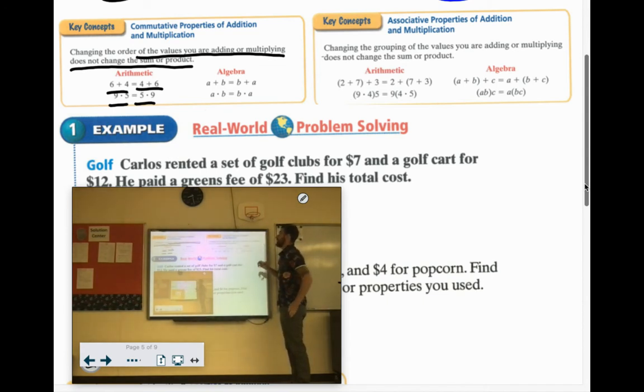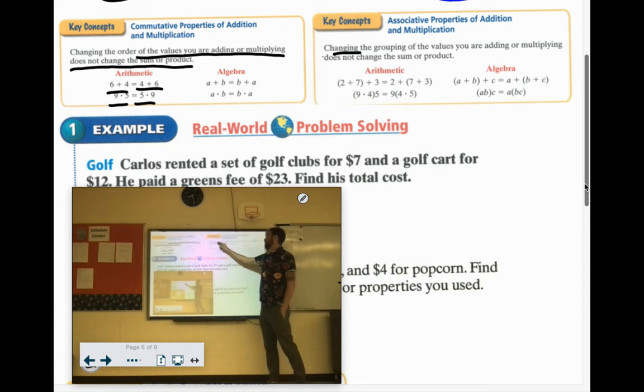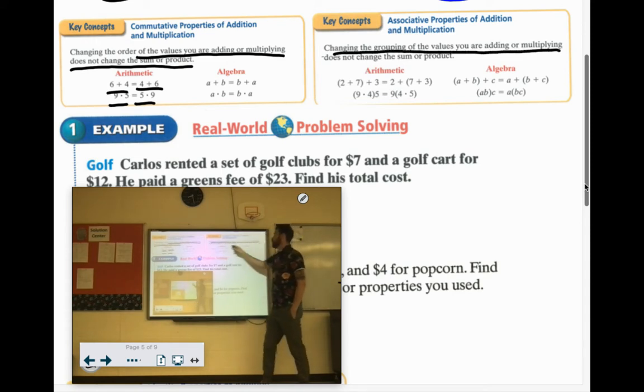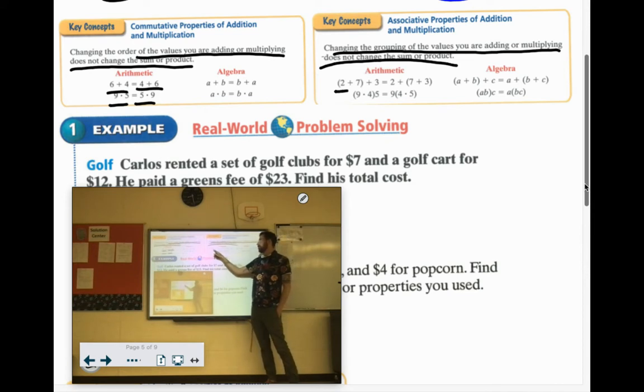The associative property says changing the grouping of the values you're adding or multiplying does not change the sum or the product. So check this out. 2 plus 7 in parentheses plus 3 is the same as if you put the parentheses around the 7 and 3. So that will make it nice when we're adding stuff. So like, we'll get there.